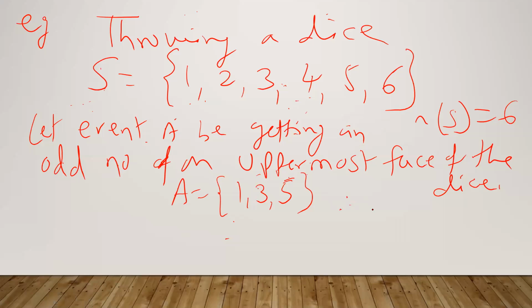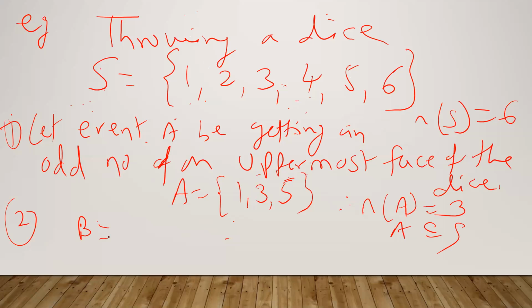What is the number of points in this event A? They are 3. And this A is a subset of S because all the members of A are in S. A is a part of S, correct? So A is a subset of S. I may have many more such events. I can have one more example of event. This is the first example. I may have another example: in throwing a dice, getting an even number. That can be called an event.